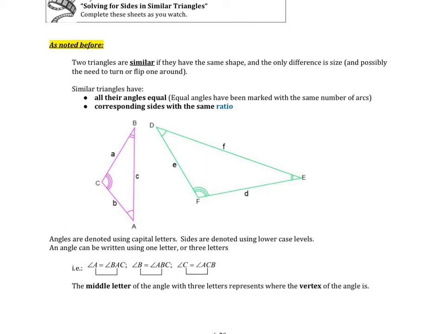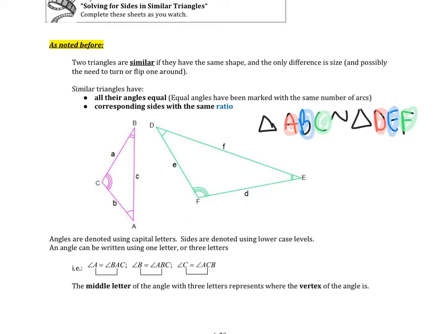Also, just a reminder for similar triangles, if I were to create my similarity statement, it gives me a lot of information. So for example, for these two triangles, triangle ABC is similar to triangle DEF. And just looking at the statement, I can see that angle A is equal to angle D. Angle B is equal to angle E, and angle C is equal to angle F.